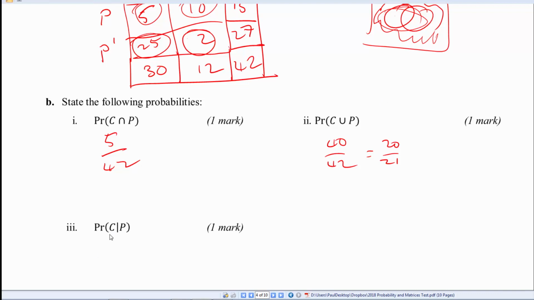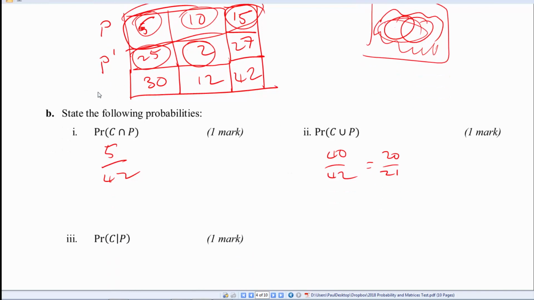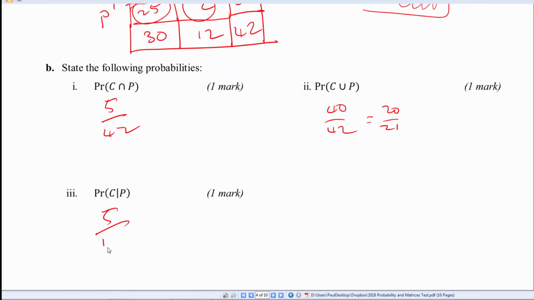Okay, probability of C given P. So P has happened. So this is the part that we're focusing in on. And we're saying, what's the chance of C happening given that our total now has shrunk to 15? It's 5 in 15, or a 1 in 3 chance.